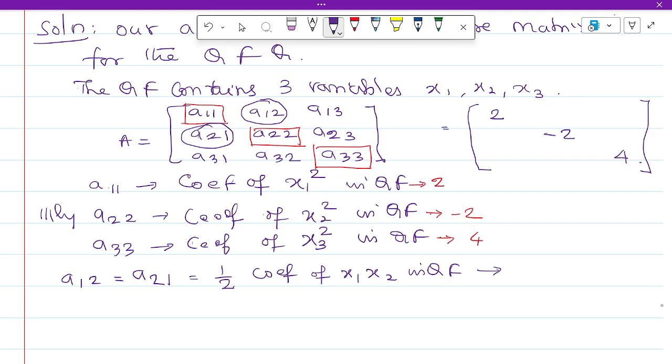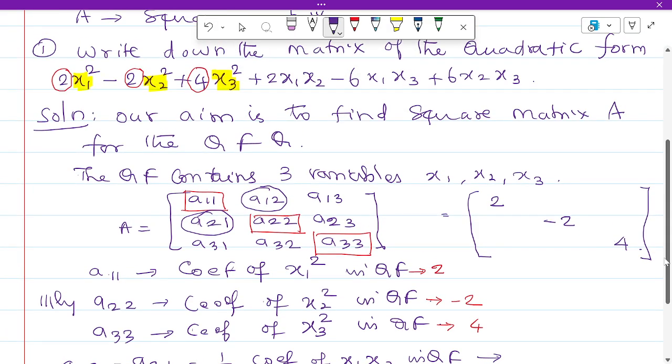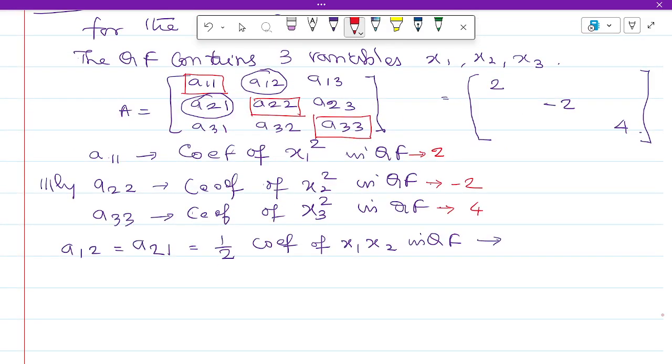A12 and A21 position should be 1 by 2 of the coefficient of x1, x2 in the quadratic form. So what is your next work? You have to identify where x1, x2 is. Their coefficient is what? The coefficient is 2 here. That means, so what is A12 and A21? A12 and A21 value is 1 by 2.